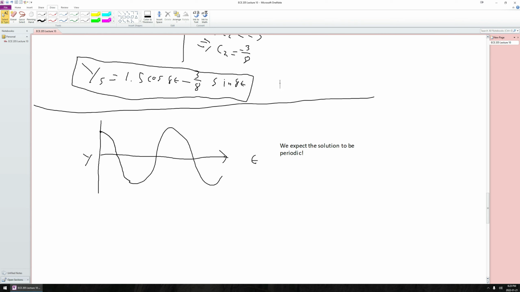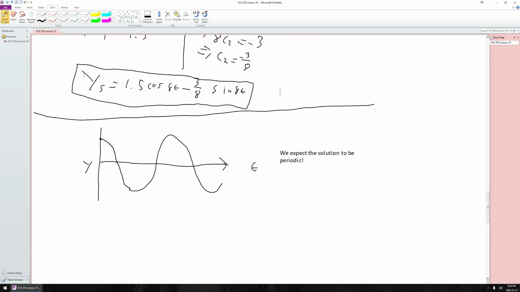So that begs the question, if it is periodic, I should be able to write it in terms of sine or cosine or some other periodic function, not necessarily those two. So is it possible, and if so, how can we write this y sub s as some periodic function? Well, let's look into that.